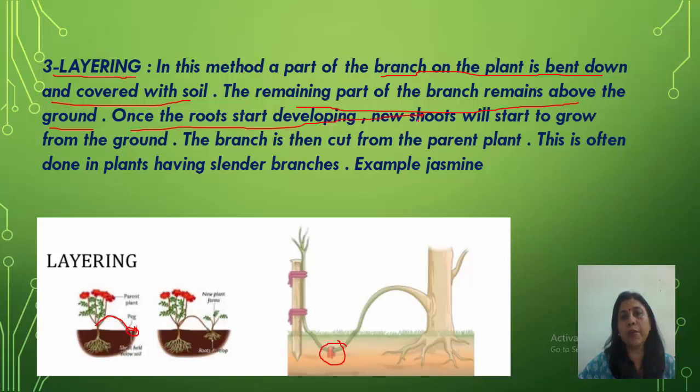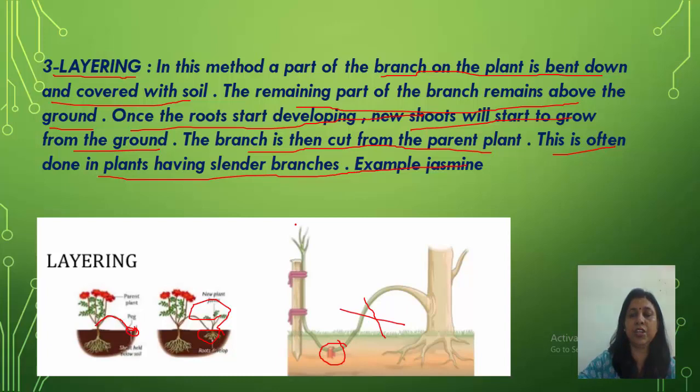Once the root starts developing, new shoots will start to grow from the ground. You can see now the roots and the shoot or the leaves, they both have started growing from the ground. The branch is then cut from the parent plant. Here we cut it from the parent plant. This is often done in plants having slender branches. Example, jasmine.